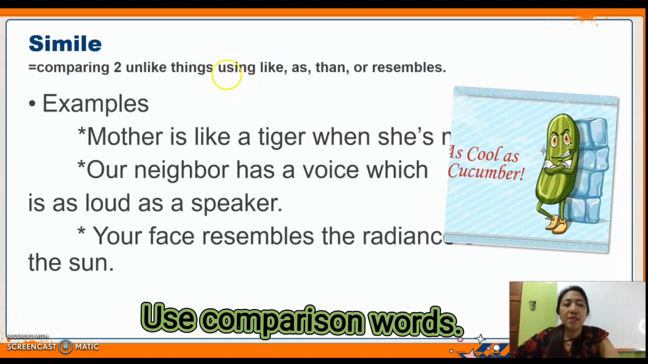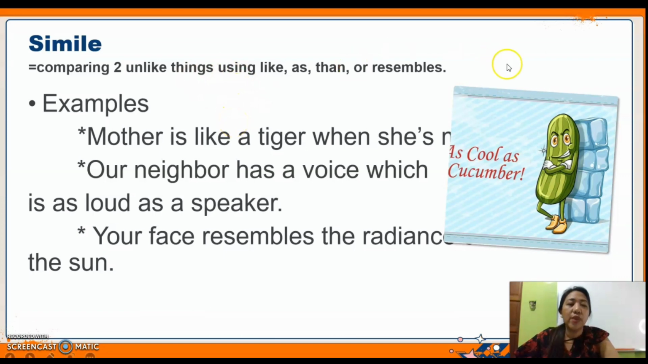Example, mother is like a tiger when she's mad. Okay, I'm so sorry for that. It was covered. So you are comparing your mother to a tiger whenever she's mad. Okay? Another one, our neighbor has a voice which is as loud as a speaker. So we are now comparing the voice of the neighbor to the loudness of a speaker. Okay?